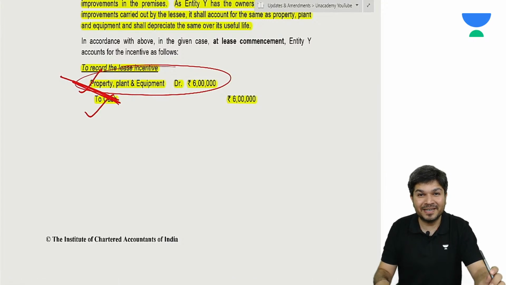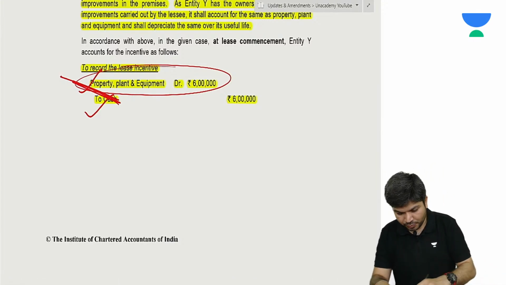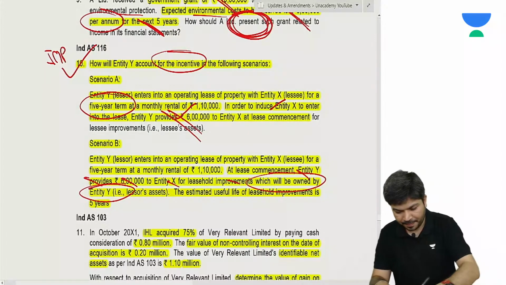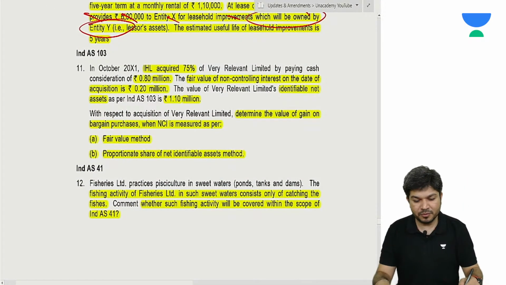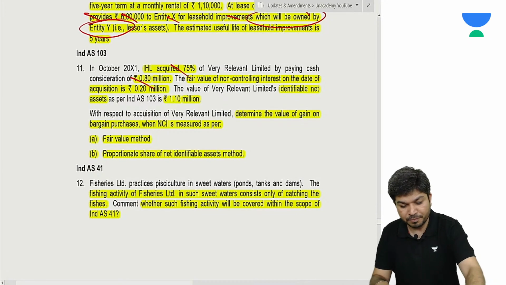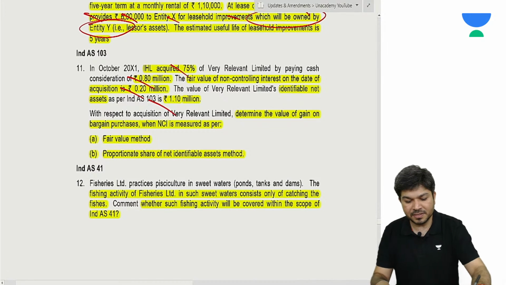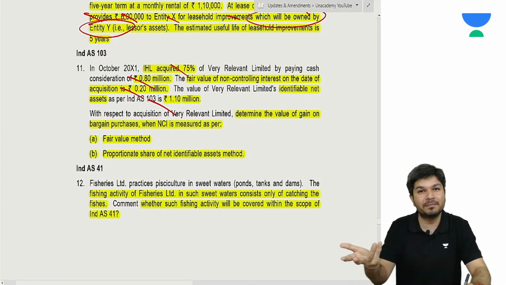Good question. Again, a bit different one. 2, 5, 6 and 10, they are good. Okay, 11th is fairly simple. 11th is very simple. You acquired 75%, you paid this much. NCI ka fair value is this, net asset is this. We just have to find gain on bargain purchase.